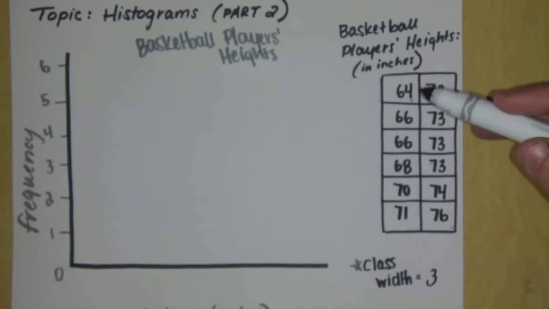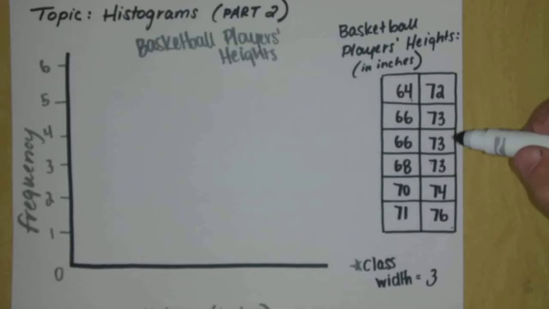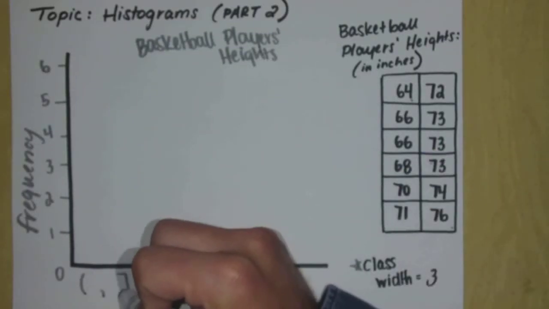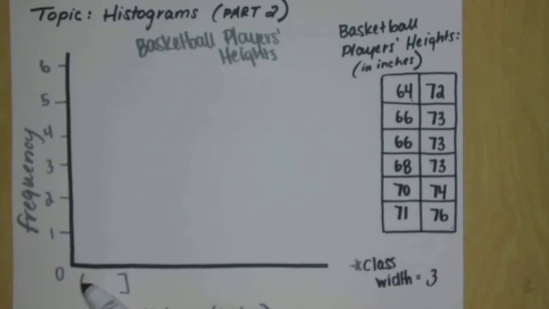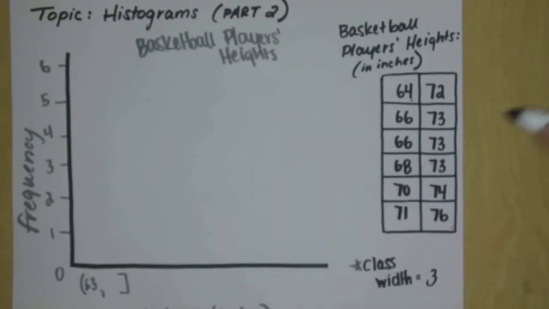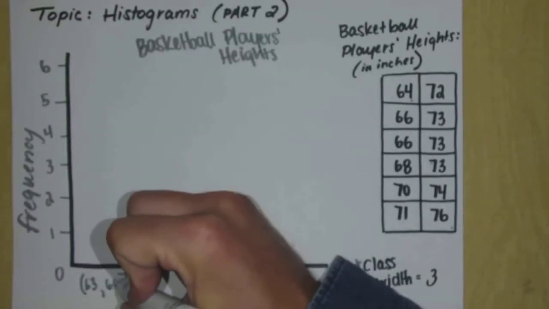The trickiest thing from interpreting a histogram is that when I make my classes with a parenthesis, some number, and a bracket, the parenthesis means I would not include that number. So if I started with 64, I wouldn't properly be able to represent that number. So I'm going to start with the lowest number possible that would allow me to include 64. I'm going to put a 63 down here, and with a class width of 3, I add 3, so I'm going to go from 63 to 66.